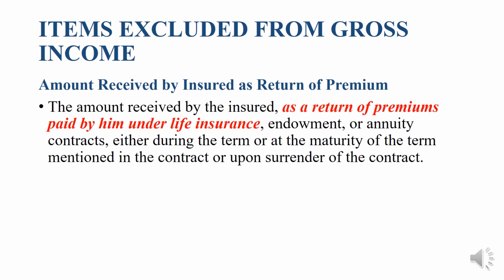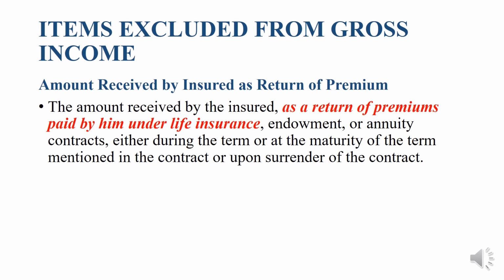So, how about if the insured person outlived or survived the policy, meaning he didn't die within the period? Any amount received by the insured as a return of the premium shall also be excluded from the tax. So the amount received by the insured person as a return of premiums paid by him under life insurance, endowment, or annuity contracts, either during the term or at the maturity of the term mentioned in the contract or upon surrendering of the contract.